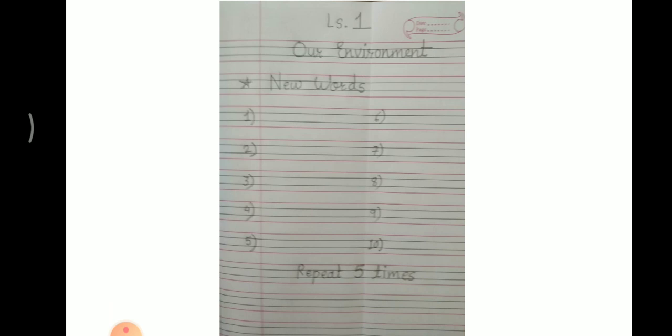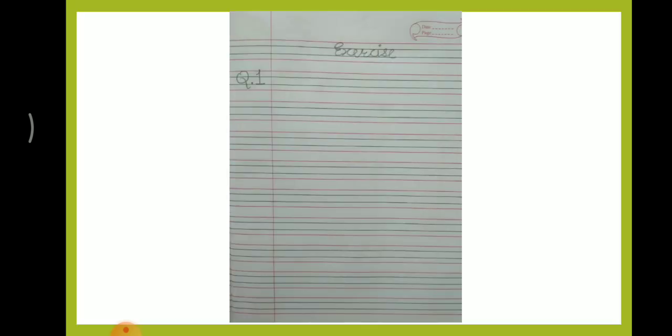At the top, write lesson number 1. Then write name of the lesson. In the next line, you can give heading new words. Here, you have to make 2 columns of the page so that you can write new words neatly. Children, you have to repeat new words 5 times. From the next page, you can start writing exercise.